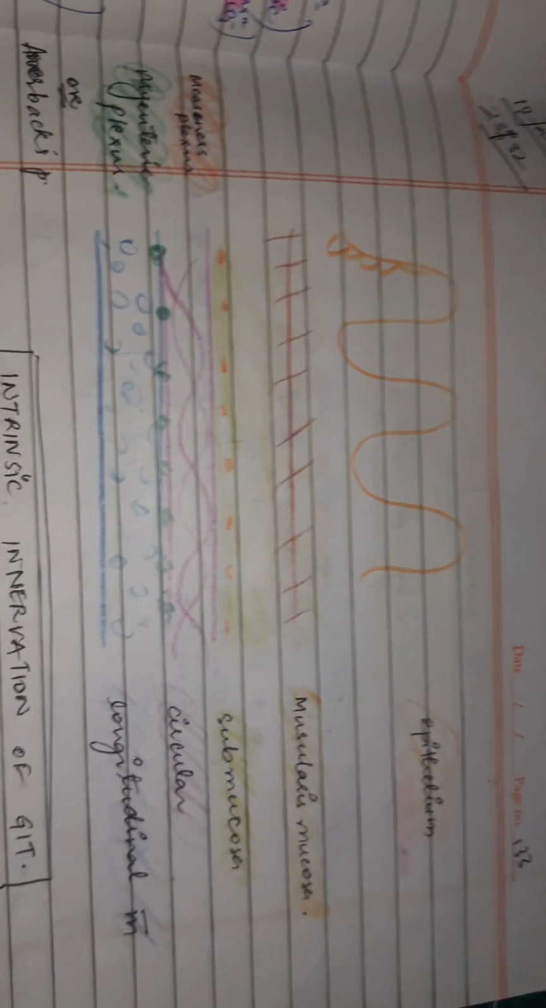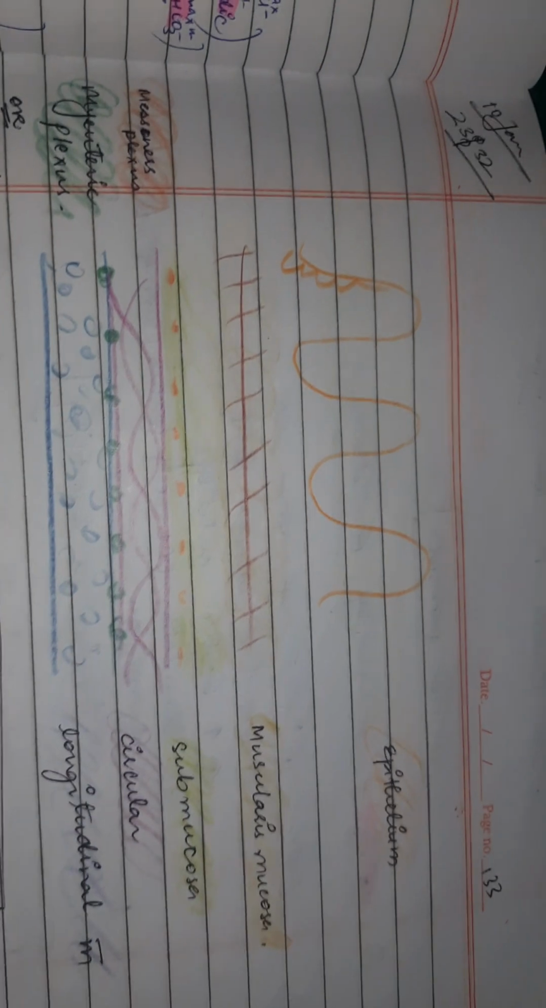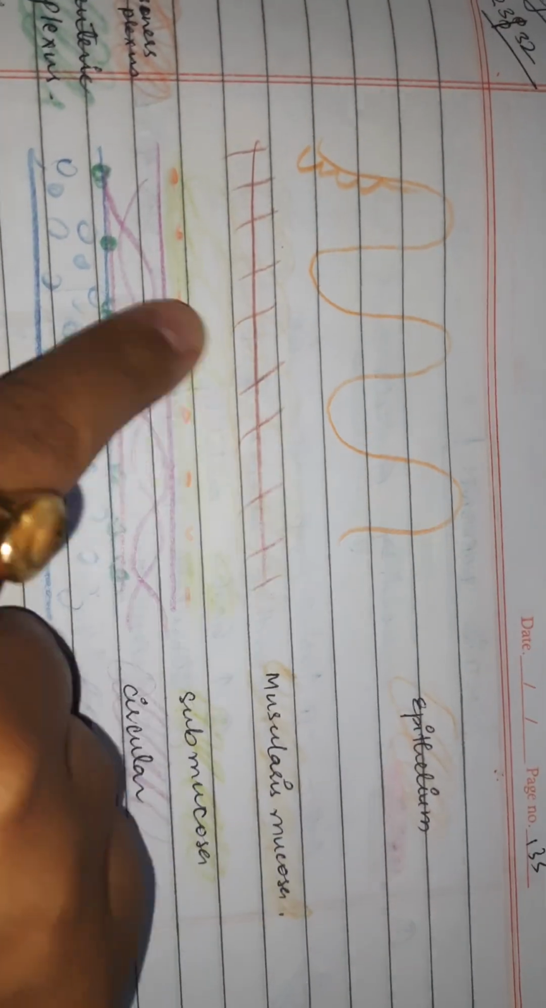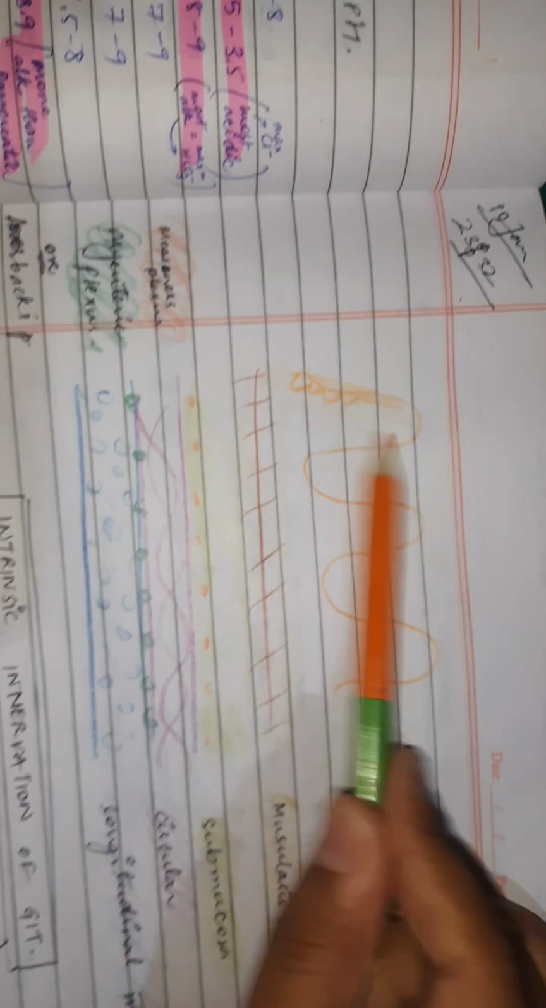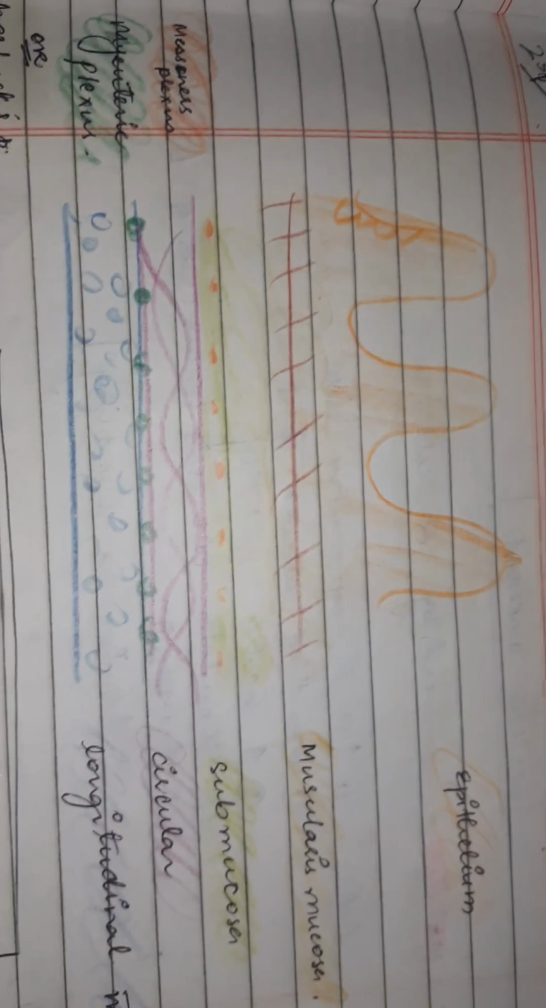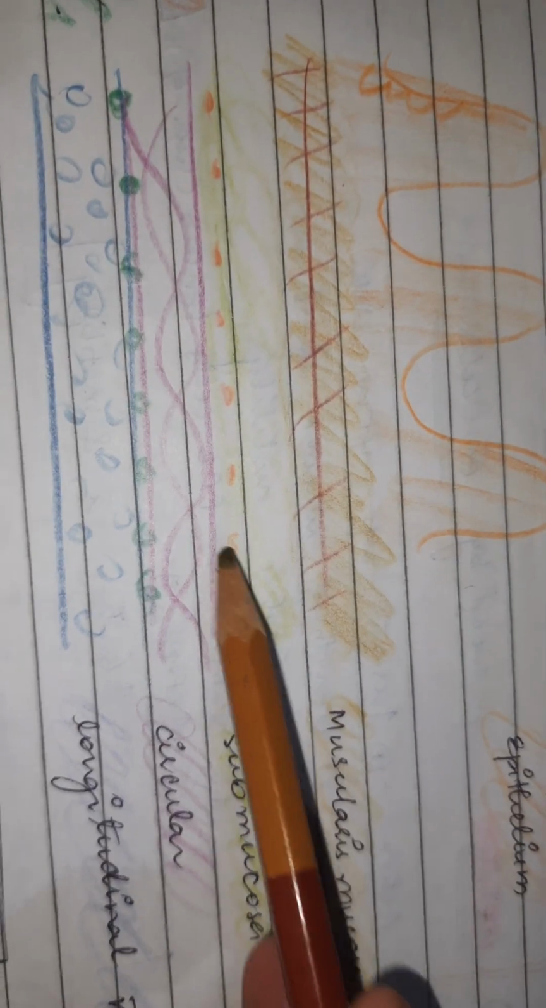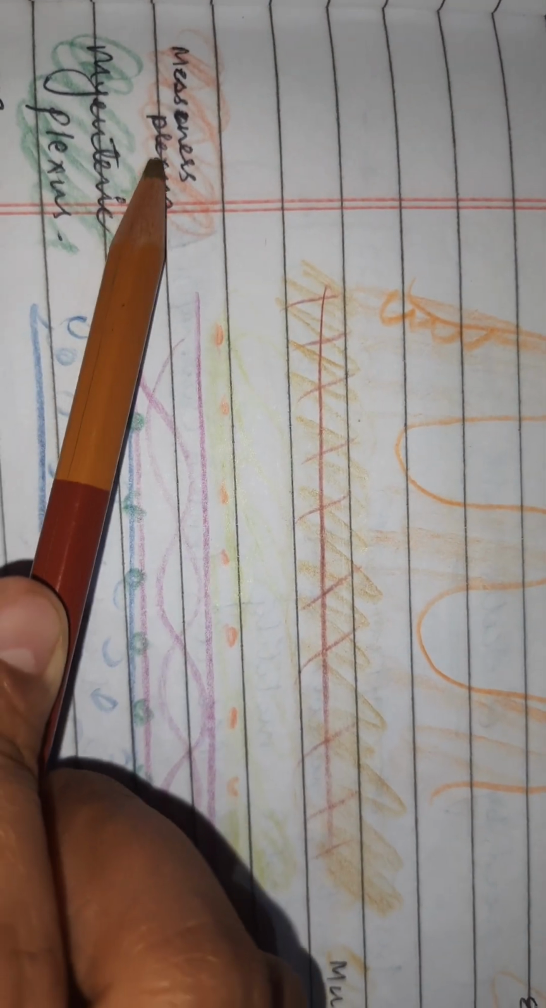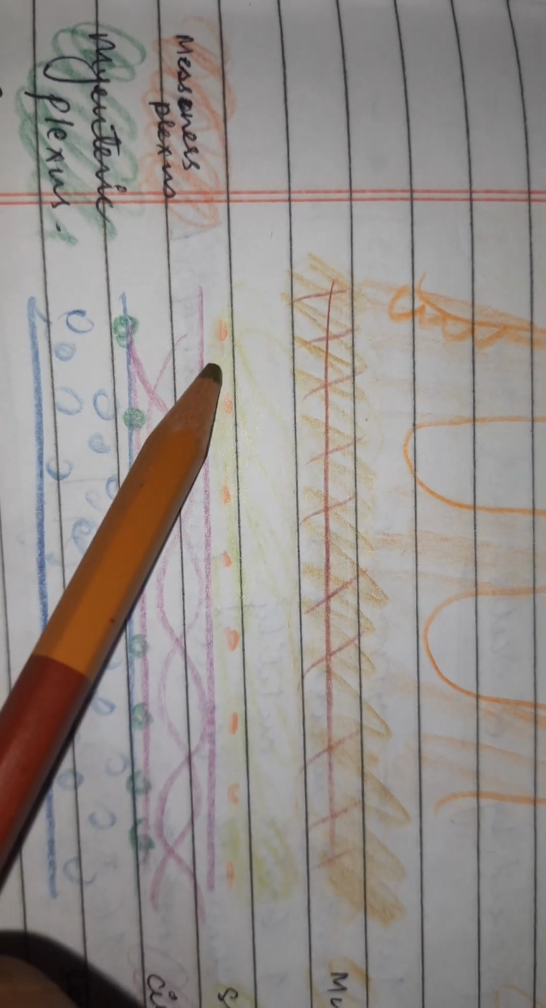Then the myenteric plexus, which we have seen. This is the layer of the intestine or GIT. The orange one is the epithelium. The cream brown colored one is the muscularis. Then the submucosal layer, in which the red dots are the Meissner's plexus.